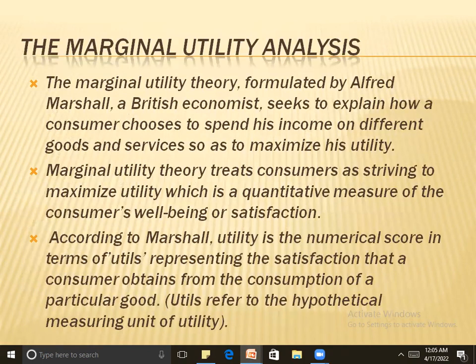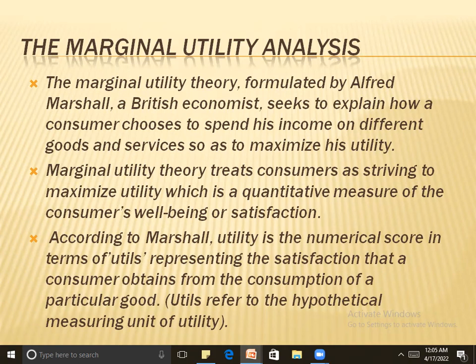So, what is marginal utility analysis? Let's start and see what marginal utility analysis is. The marginal utility theory formulated by Alfred Marshall, a British economist, seeks to explain how a consumer chooses to spend his income on different goods and services so as to maximize his utility.